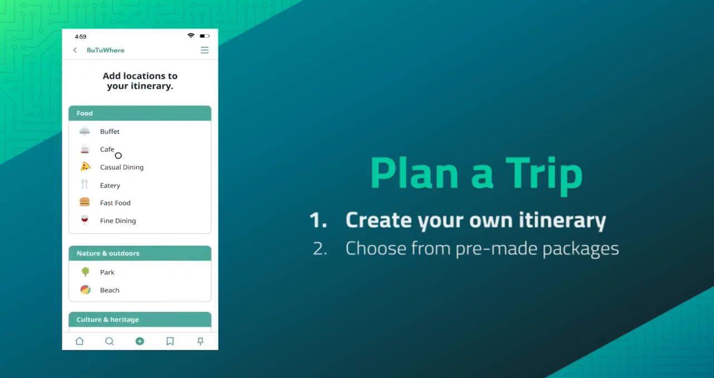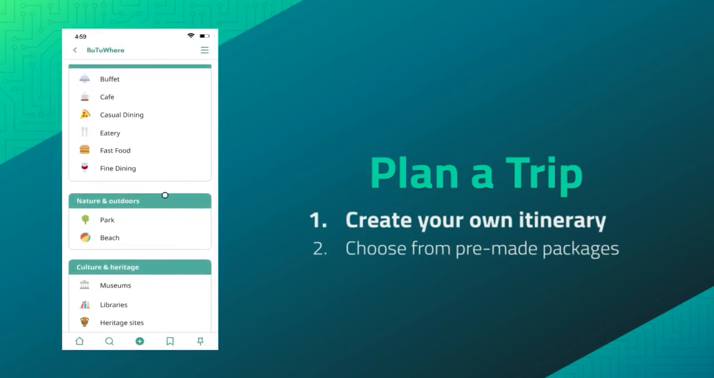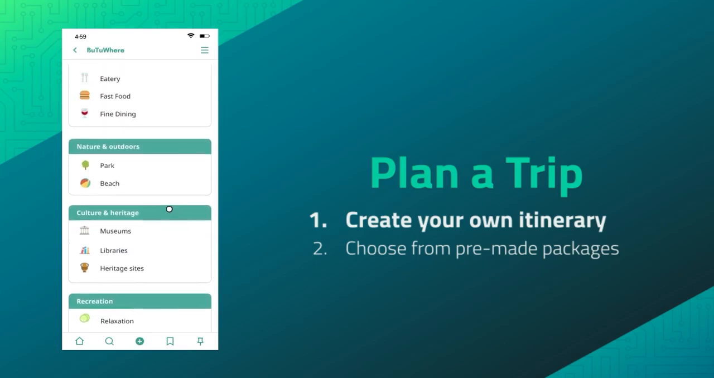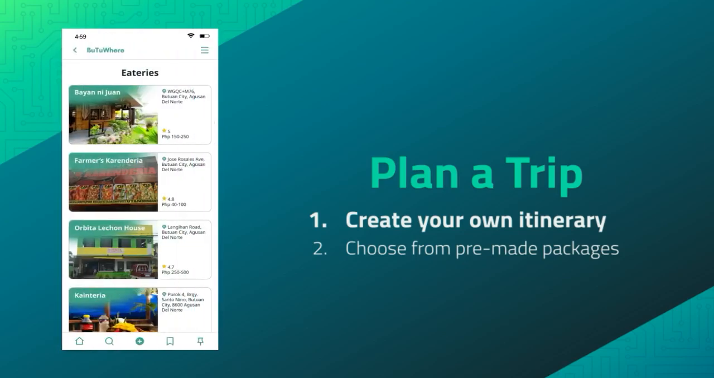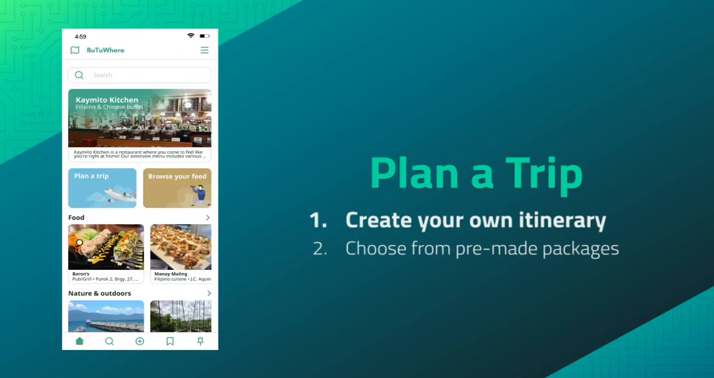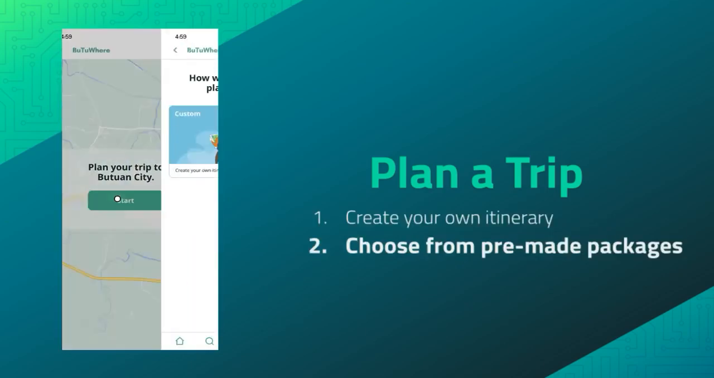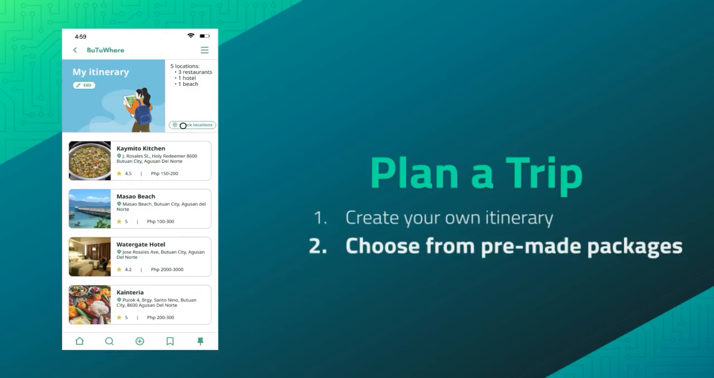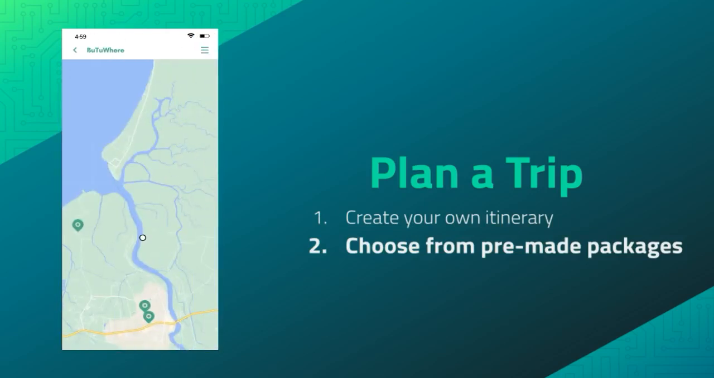Here, the different location categories are displayed. When we choose one, it shows the different establishments under that category. Going back to the home screen, let's try planning a trip by choosing from some pre-made itinerary packages. We can also have a look at the map of the city to see where our locations are.